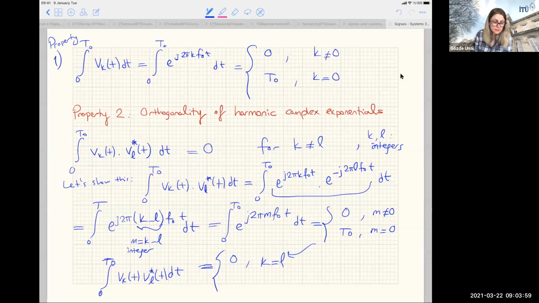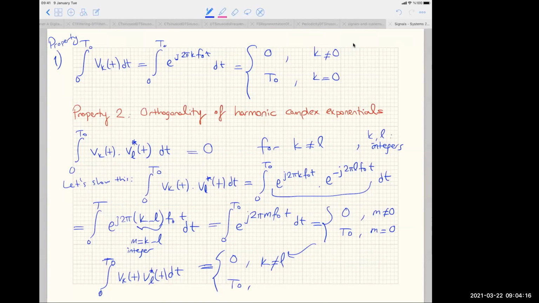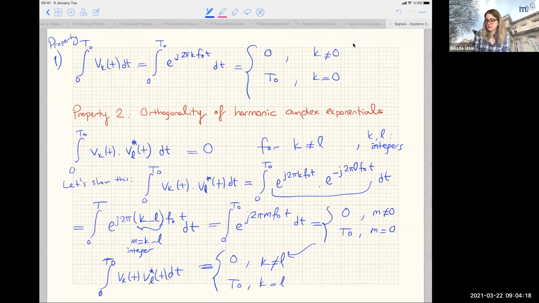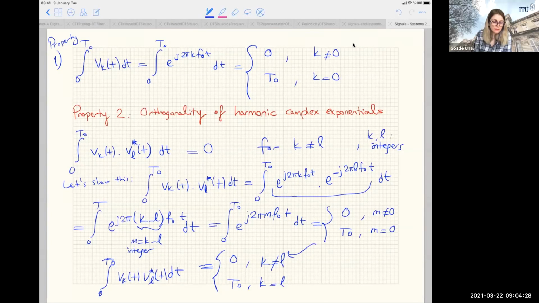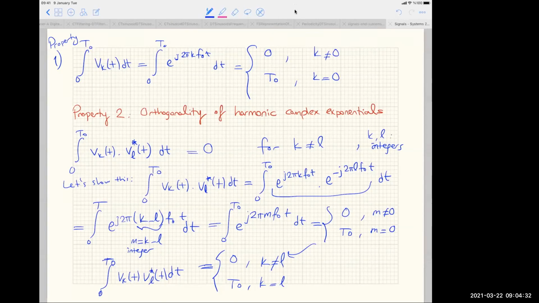Any questions, guys? Somebody open their microphone, guys. Okay, so it is 0 when m is not 0, meaning when k is not equal to L, and it's T0 when m is 0, meaning k is equal to L. When it's the same basis function, that is when I have VL squared, or VK squared. Somebody, guys, open their mic.